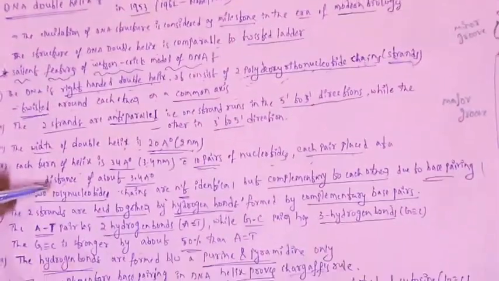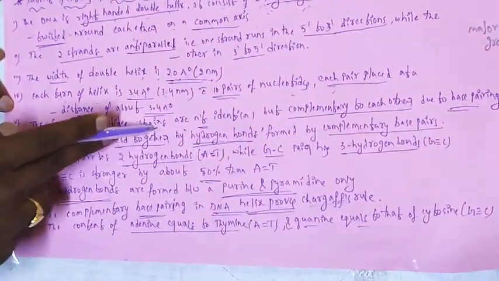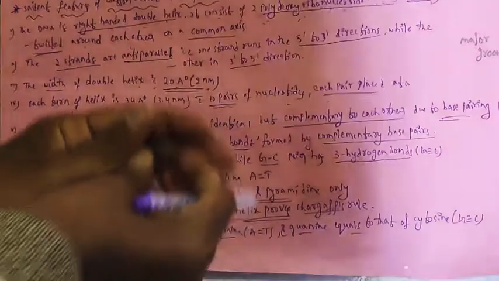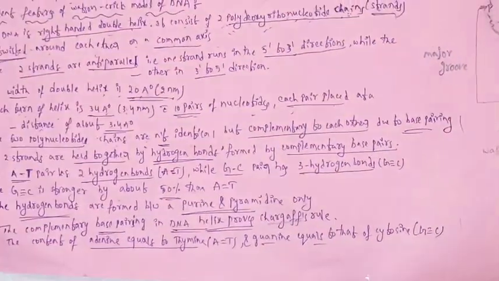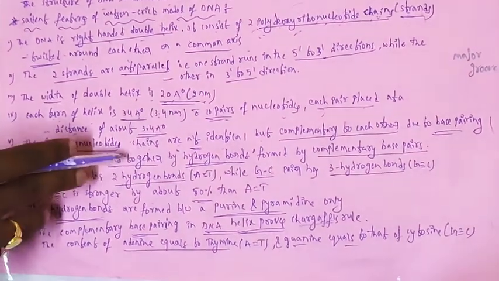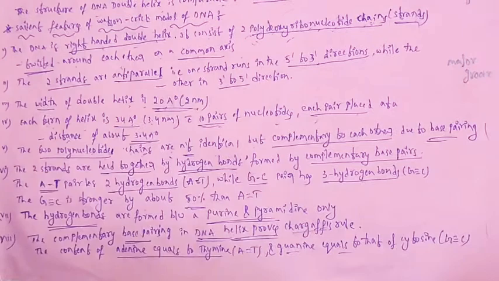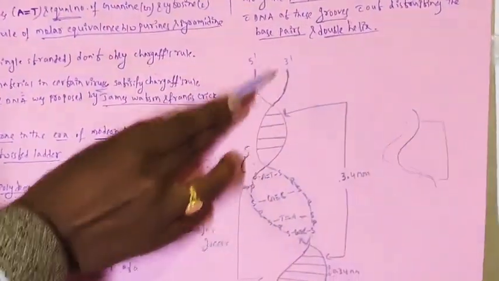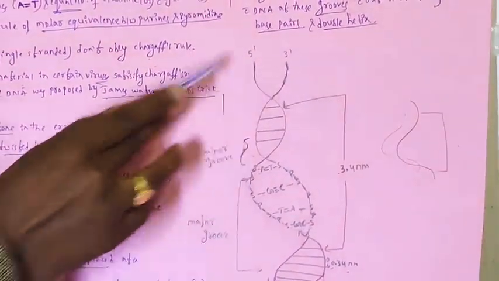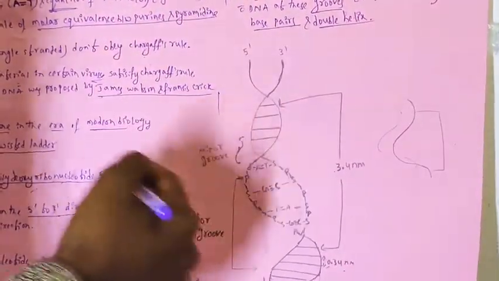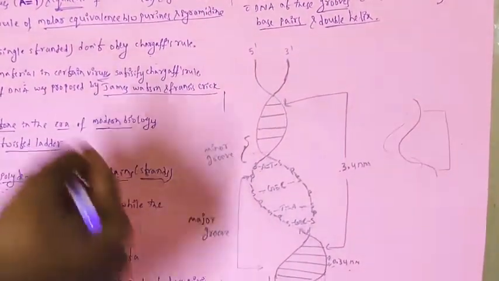Next, the two polynucleotide chains are not identical but complementary to each other due to base pairing. The two polynucleotide chains are not identical. This is one polynucleotide chain, and this is the other polynucleotide chain. These two are not similar, not identical, because they have complementary base pairing.